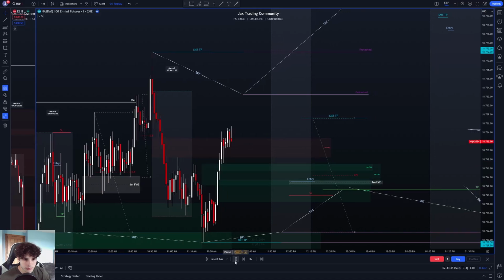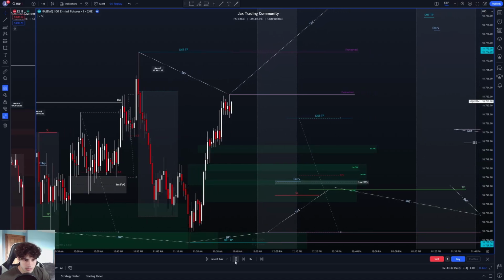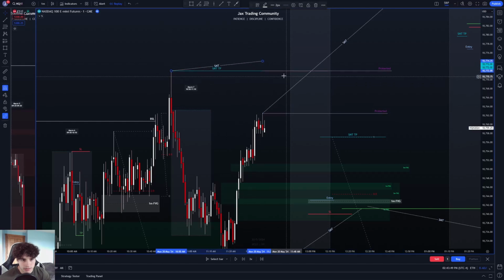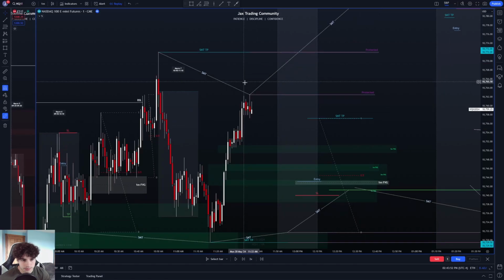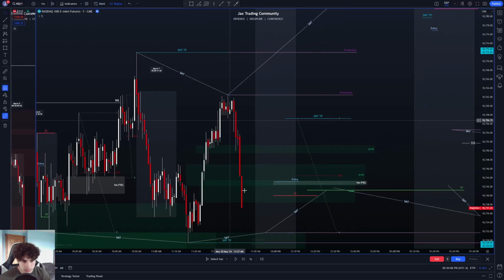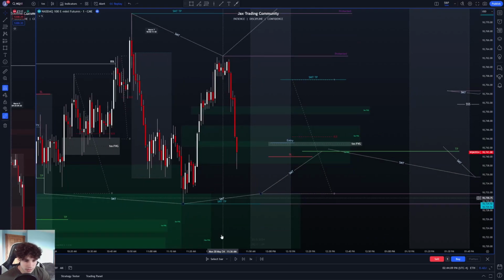So we come up and we form an SMT right here. So since we formed this SMT, that actually means that on the other hand, ES actually took this high. And since ES took this high, that means NQ doesn't have to take it. So if we form an SMT here, or you're looking at ES while you're trading this and you see ES took this high, then I would get yourself out of the trade, because right here we may reverse to the downside. So as you can see right there, we get a massive sell-off.